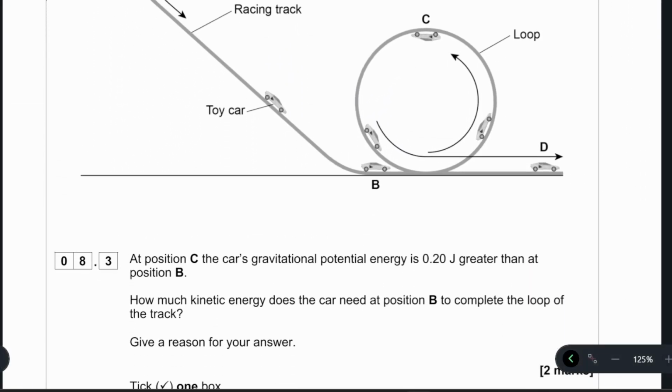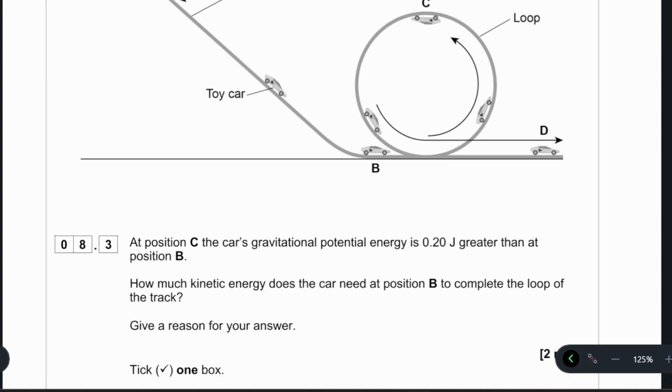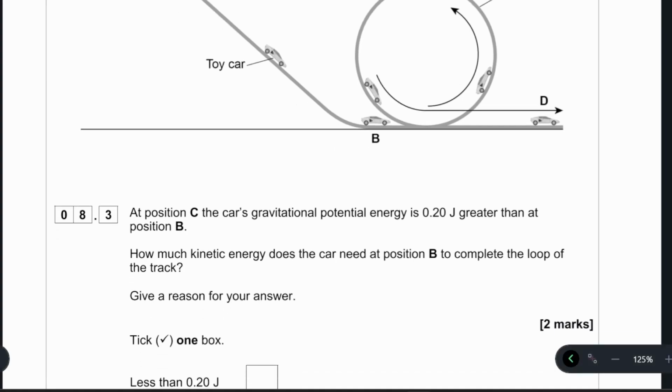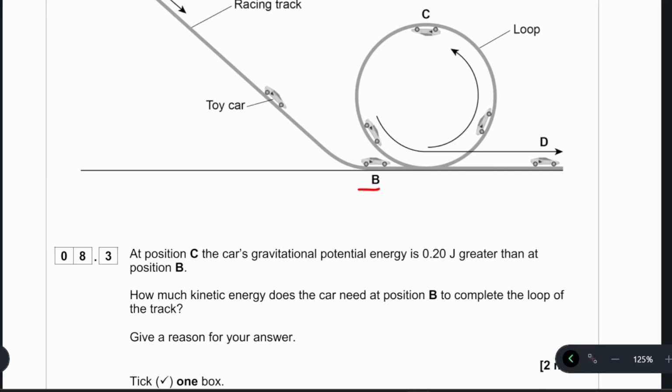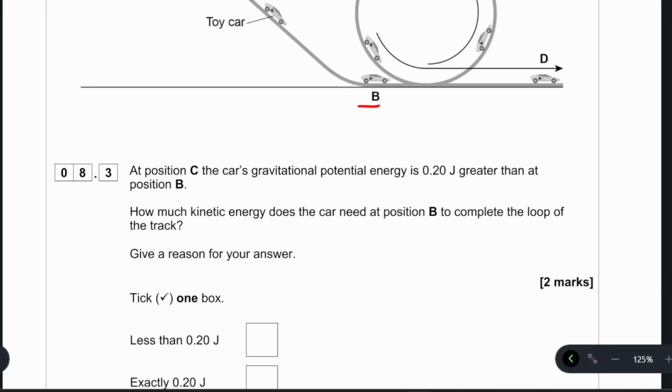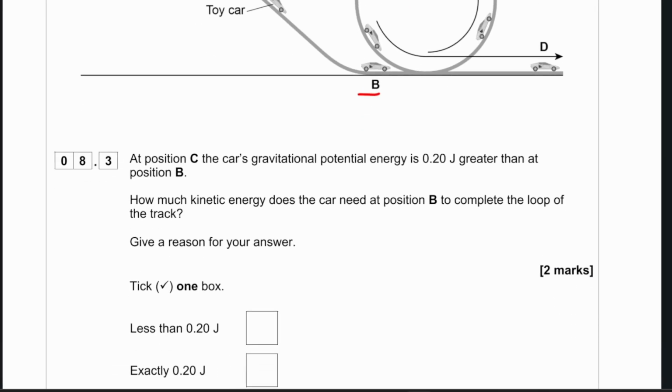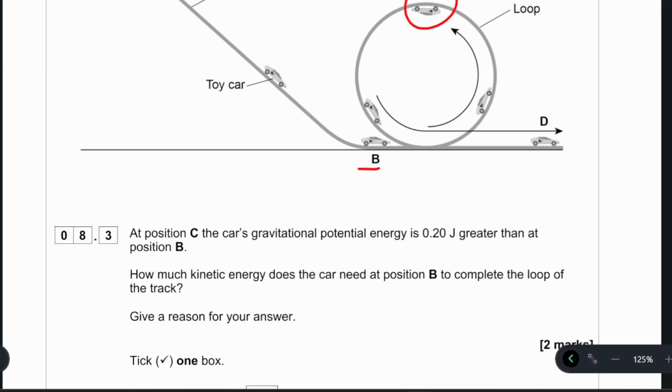Okay, next question then. At position C, the car's gravitational potential energy is 0.02 joules greater than at position B. So this is position B, and position C is right at the top of the loop. How much kinetic energy does the car need at position B to complete the loop of the track? So essentially, it means that from B to C, we have to gain 0.2 joules of energy.